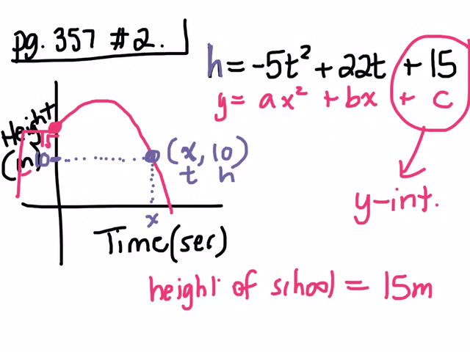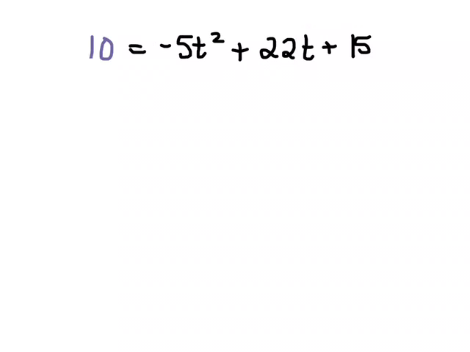So we're going to replace h with the number 10. Let's put this into standard form so that we can solve for t. T was our x value. Standard form sets everything equal to 0, right? So we want to rearrange this so that it says something is equal to 0, putting everything on one side.